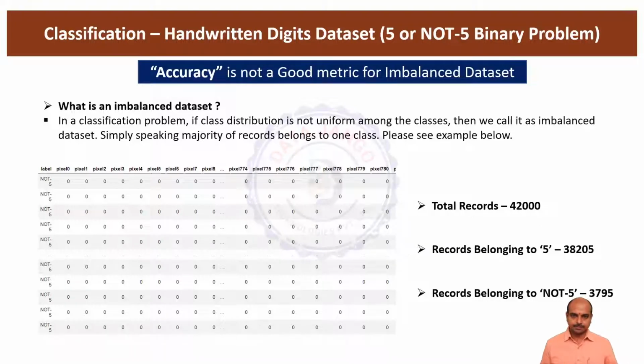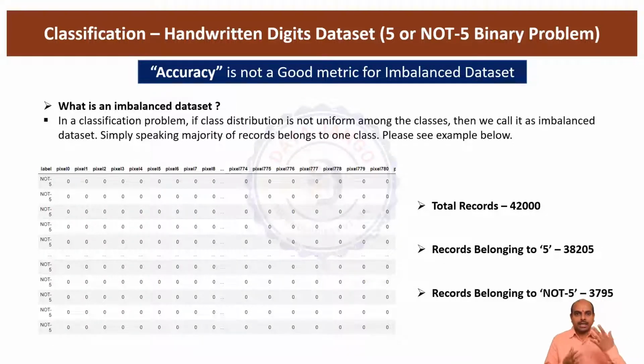Hello and welcome back. We have seen that the model is giving 97.97% accuracy on train set and test set. But I said accuracy is not a good metric for an imbalanced data set. Let us try to understand what is an imbalanced data set. In a classification problem, if class distribution is not uniform among classes, then we call it an imbalanced data set. What I am saying is class distribution is not uniform among classes.